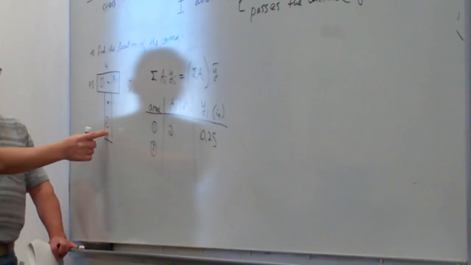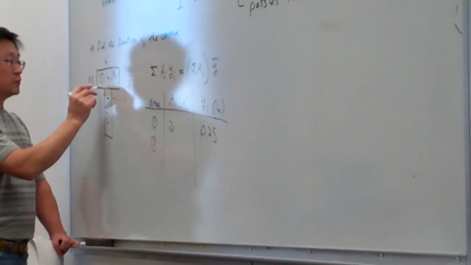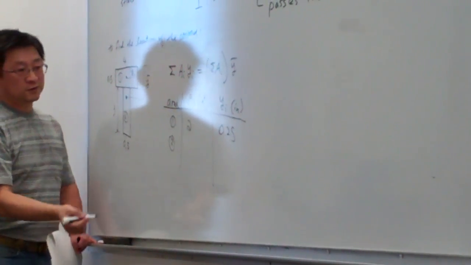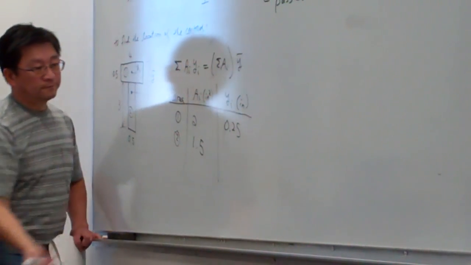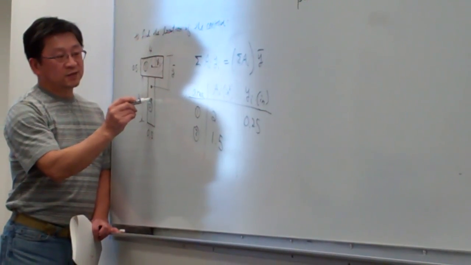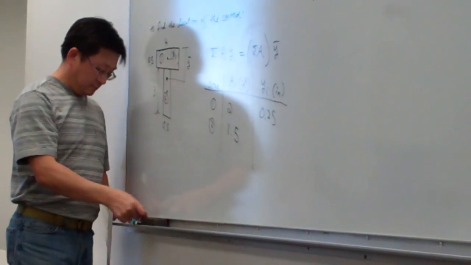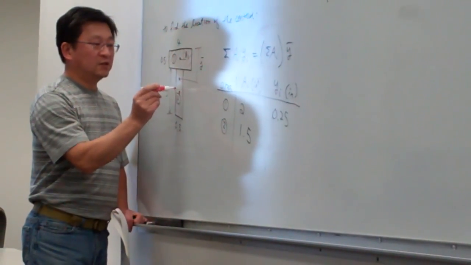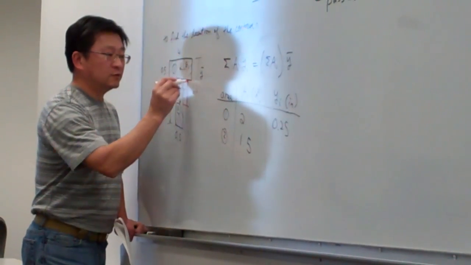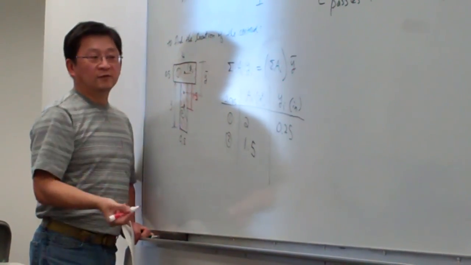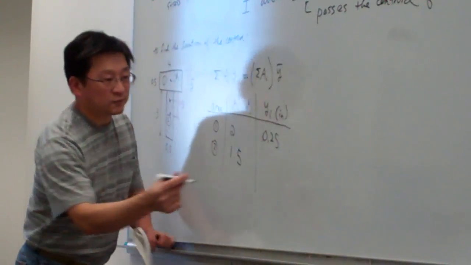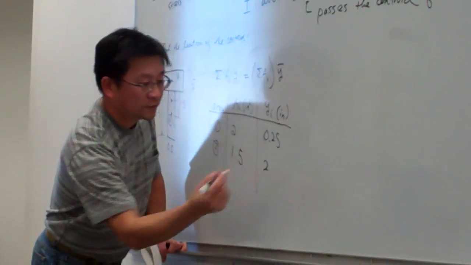Now we work on the second one. The second one has the geometry from here to here. This is 3, and here is 0.5, so the area equals 1.5. And here is the centroid of the second portion. From here to here is 1.5, right? And from here to here is 0.5. So y2 bar should be equal to how much? 2.